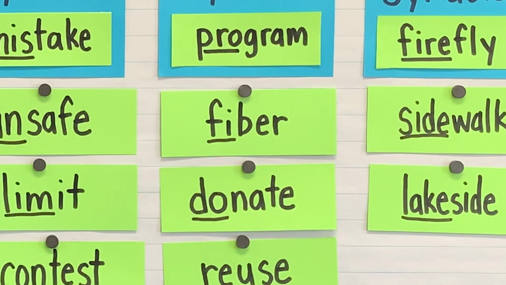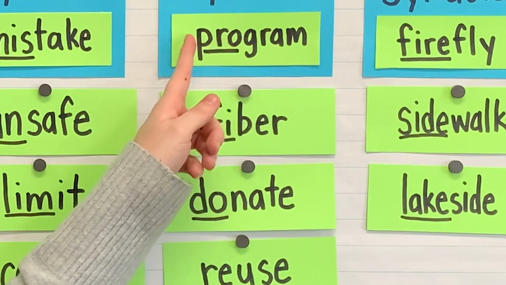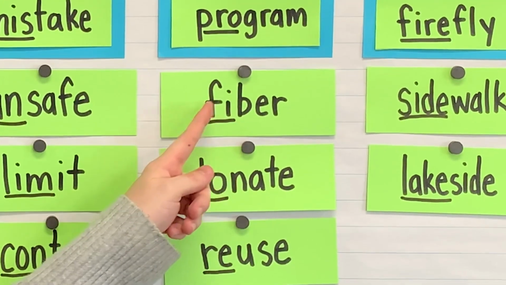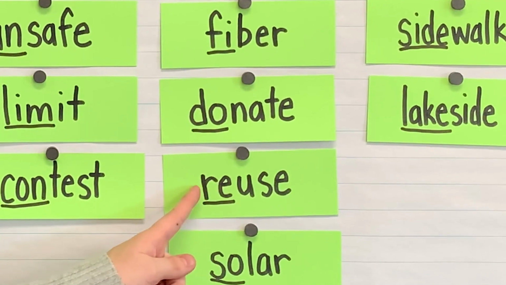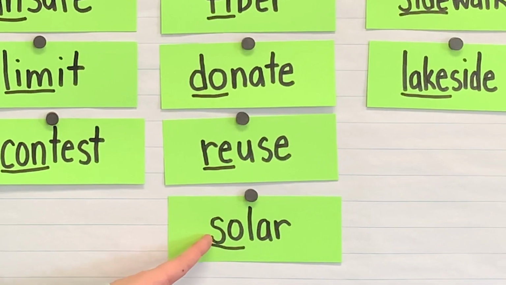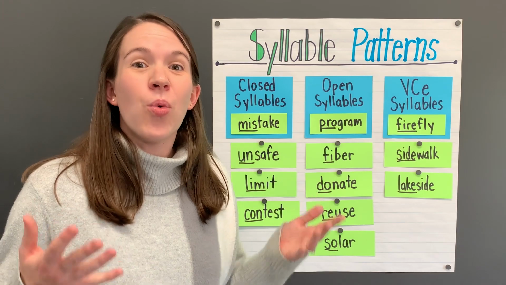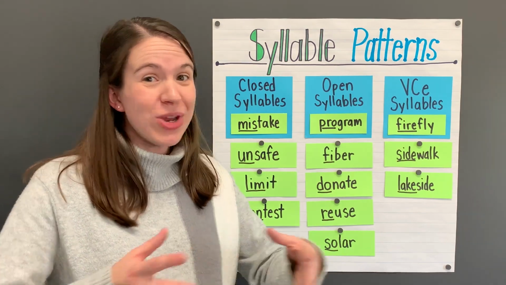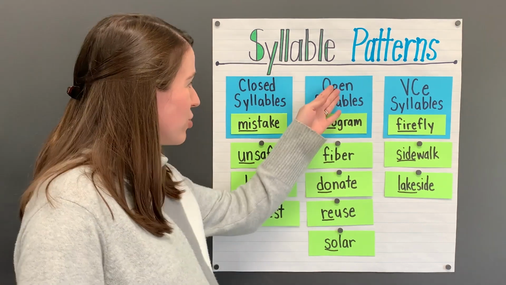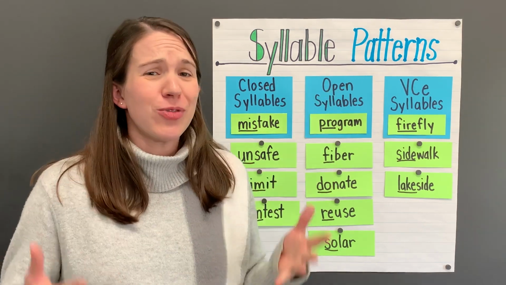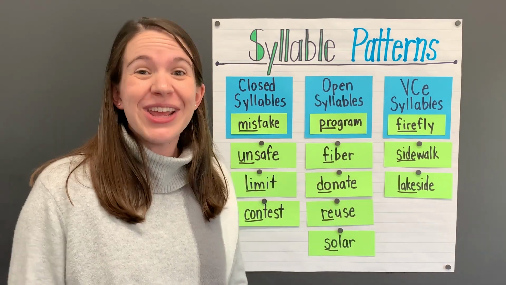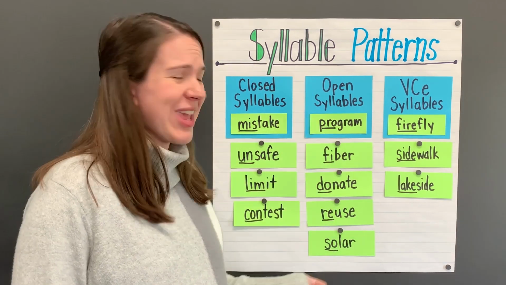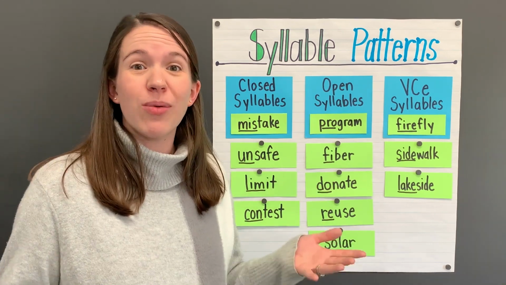Each of these words use a long vowel sound in that first syllable. O, pro. I, fi. O, do. E, re. And O, so. By looking at that pattern and noticing that in new words that also start with open syllables, you can remind yourself to use the long vowel sound. That will help you read new words by just thinking about words that are similar that you already know.